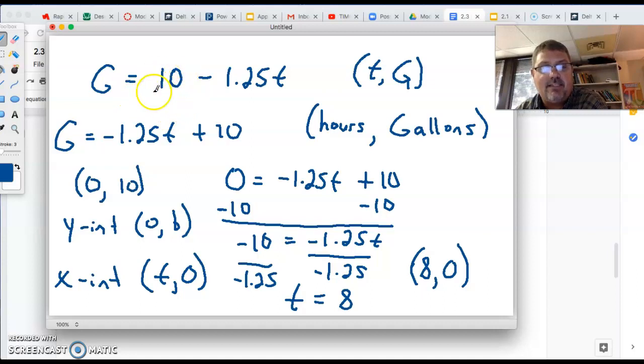We said this 10 right here represents the number of gallons when we don't have any hours on the tank at all. We have not driven. It's a full tank. We said it made sense that it had negative slope because the fuel is depleting. The number of gallons is always going down. You're not gaining fuel riding down the highway. And we said to find the y-intercept you plug in 0 for x, and to find the x-intercept you plug in 0 for y. They always work that way, folks, every time.